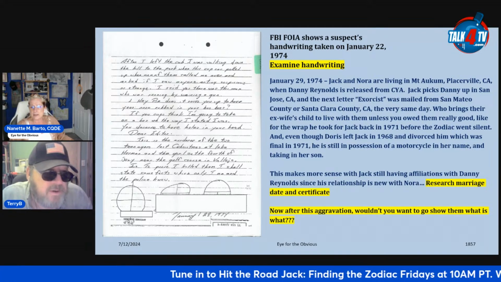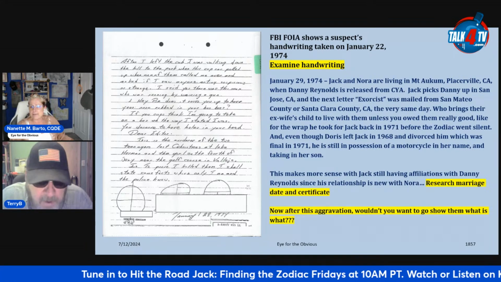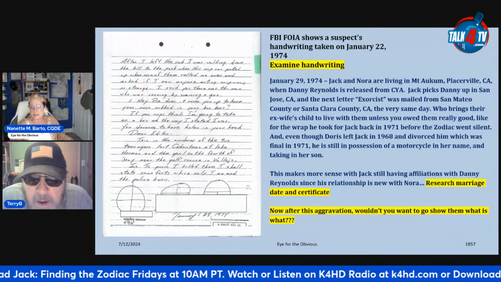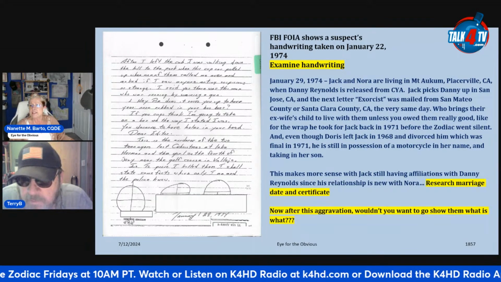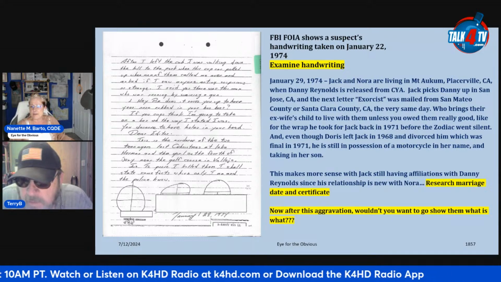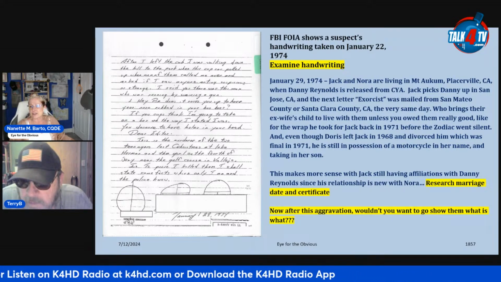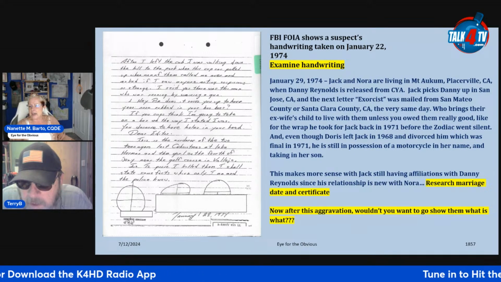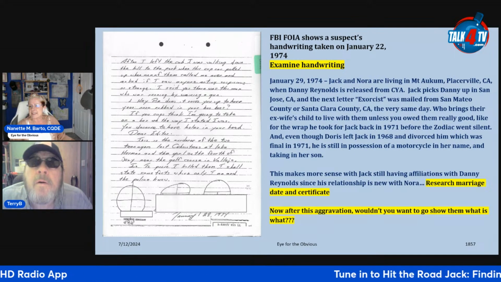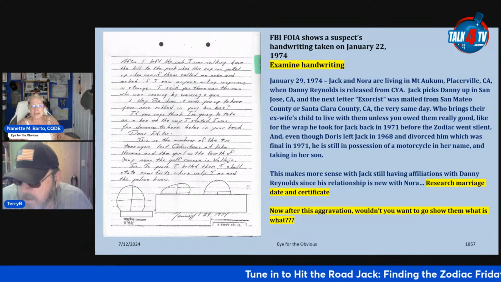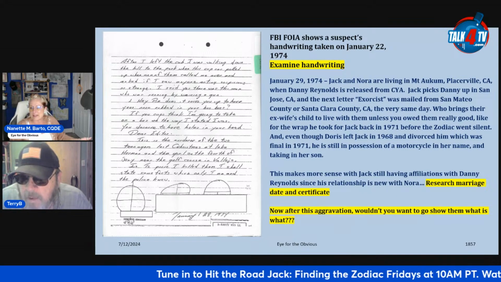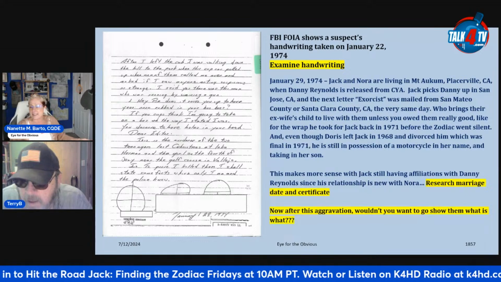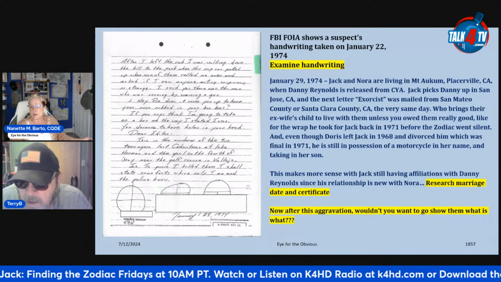Either way, on January 29th, 1974, Jack and Nora are living in Mount Occam, Placerville, California, when Danny Reynolds is released from CYA. Jack picks Danny up in San Jose, California, and we see the next letter, the Exorcist Letter, was mailed from San Mateo County or Santa Clara County, California, the very same day. Who brings their ex-wife's child to live with them unless you owed them really good? Like for the rap he took for Jack, possibly back in 1971 before the Zodiac went silent.